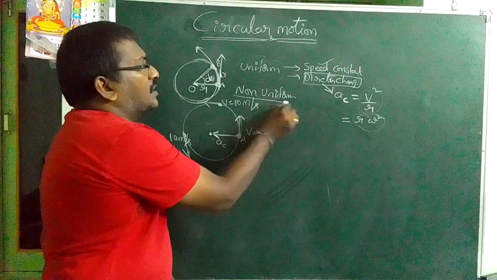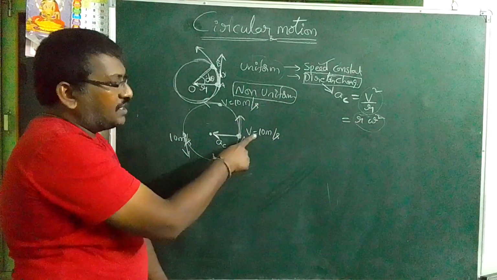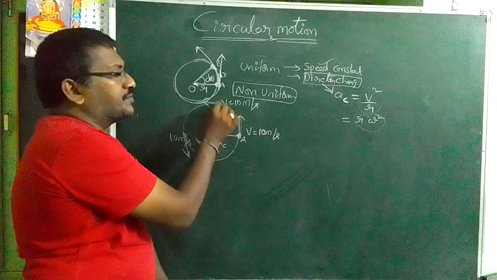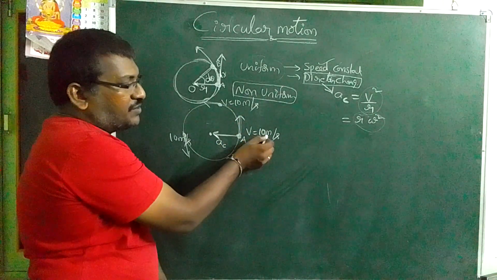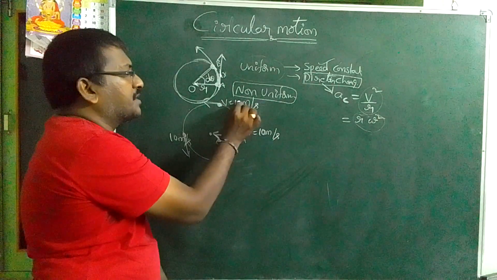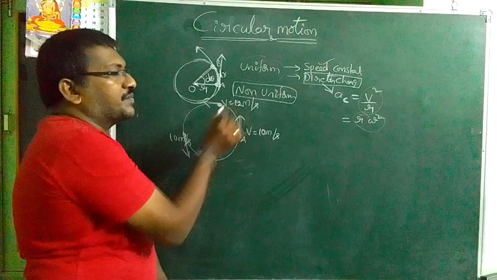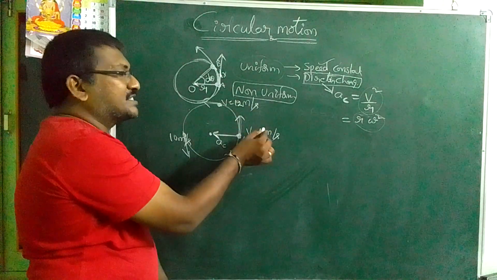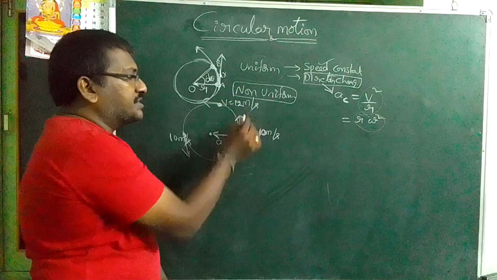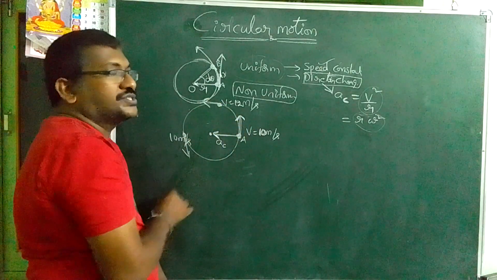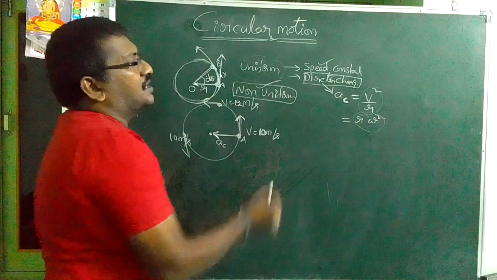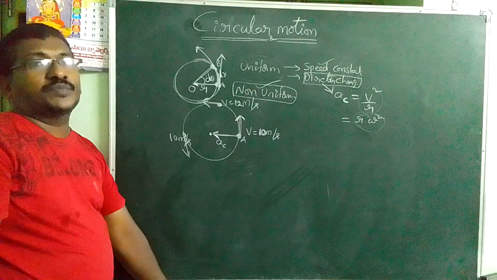What about non-uniform motion? The magnitude and direction both change. For example, here v equals 10 meter per second. At this point, the speed of the particle is 12 meter per second. Here the magnitude of the velocity, or the speed, changes, and at the same time the direction also changes.